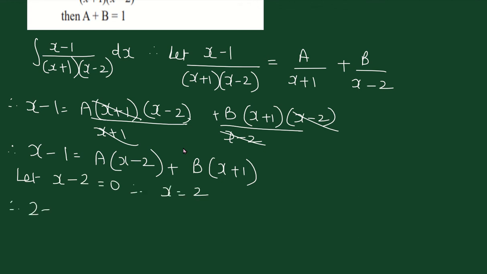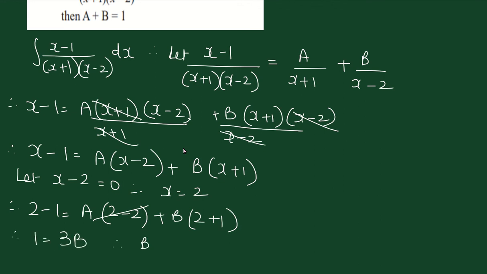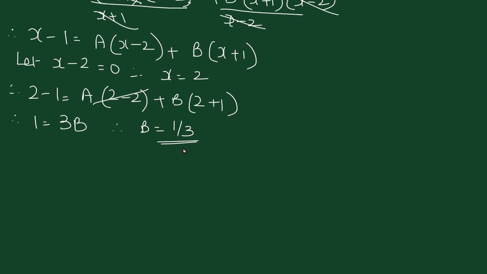And therefore we get 2 minus 1 is equal to a into 2 minus 2 plus b into 2 plus 1. A term goes away because it becomes 0, and therefore we get 1 is equal to 3b, or b becomes 1 upon 3. So we get b as 1 upon 3.